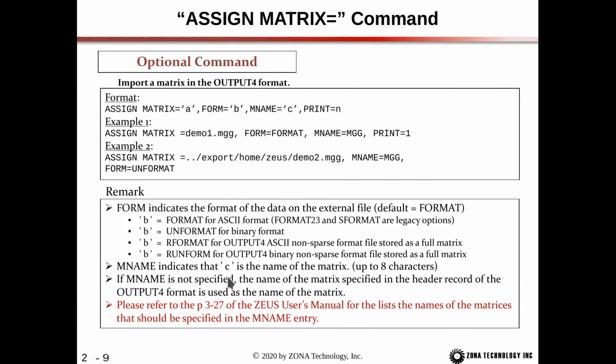Mname is the name of the matrix. If the mname is not specified, then the name of the matrix specified in the header record of the output 4 file is used as the name of the matrix. Sometimes that name will be correct, sometimes it will not be correct, so I always use mname to override what is in the file itself.